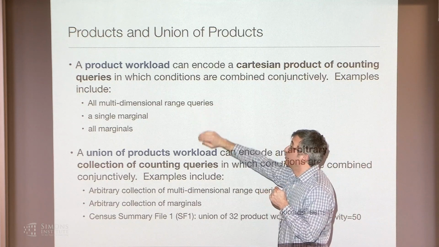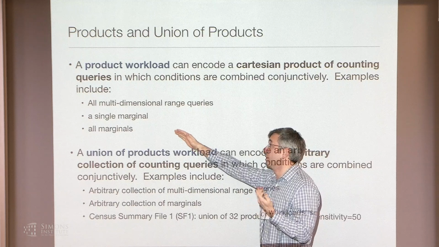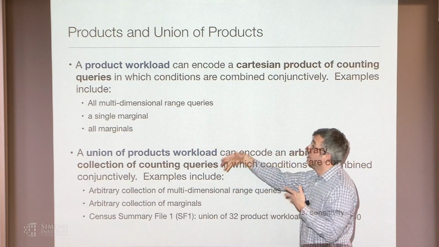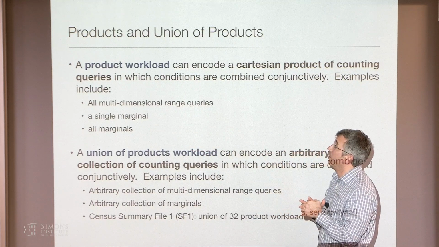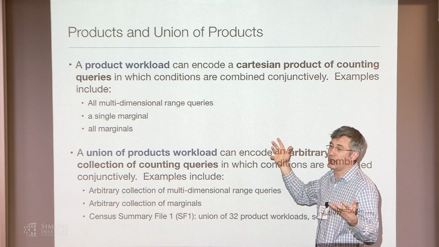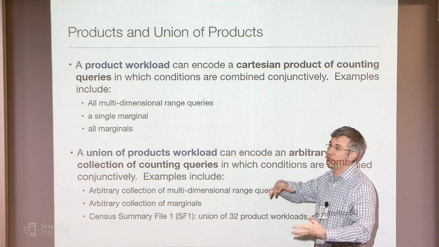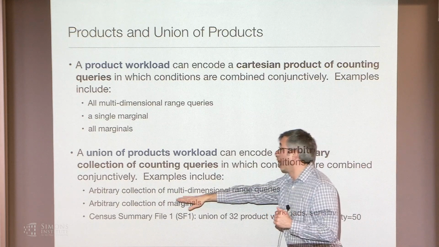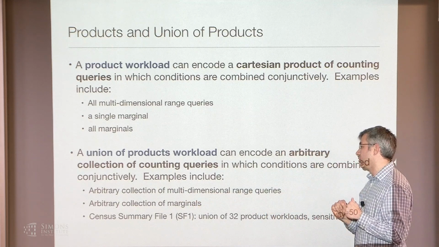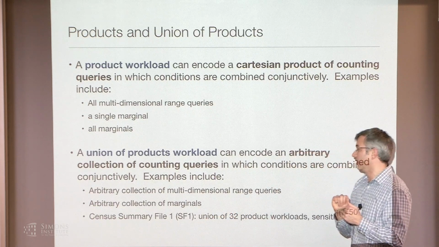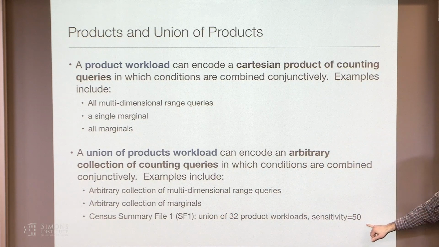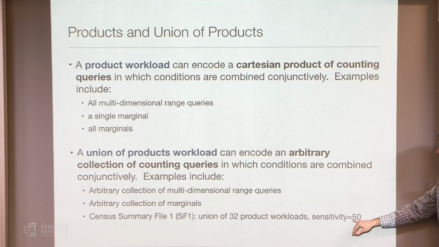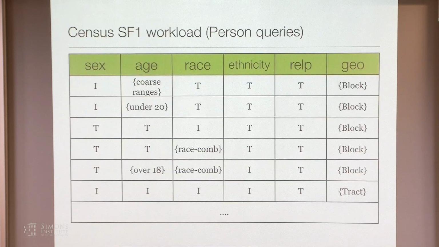So all multi-dimensional range queries, a single marginal or maybe all marginals. And we might want to encode a workload that's just a union, a combination of multiple product workloads. We just say that's a union of products. Okay? So that could be arbitrary collections of multi-dimensional range queries, collections of marginals, or the SF1 file, which can be encoded as the union of 32 product workloads. There's other ways to encode it. The sensitivity turns out to be 50.